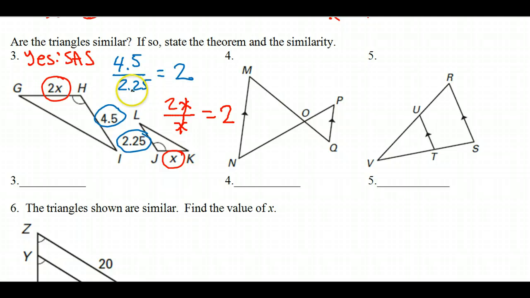And now we need to state the similarity. So don't forget this part. So this is triangle GHI. So that's GHI is similar to triangle. Now I have to make sure these match. So G, see how it's next to the red? That's going to correspond to K. So that's going to be KJL.